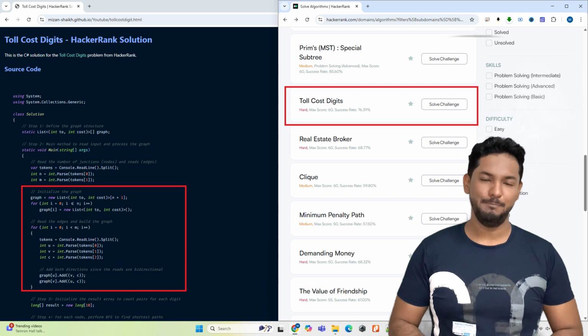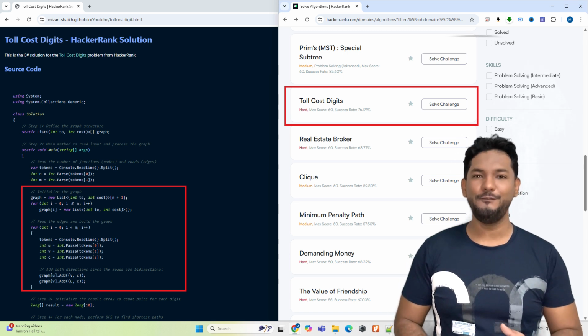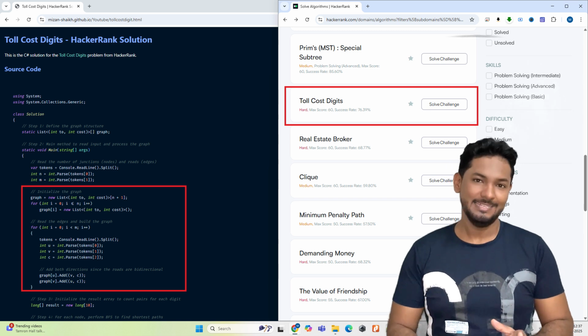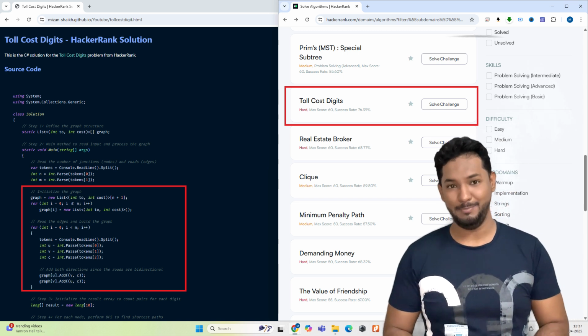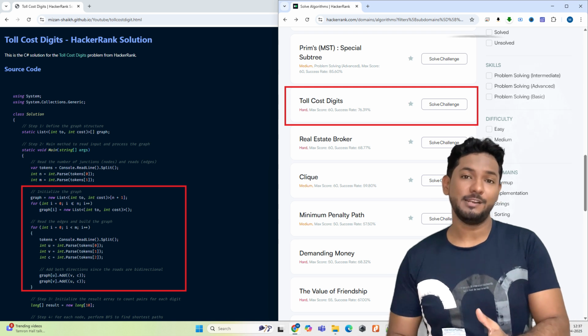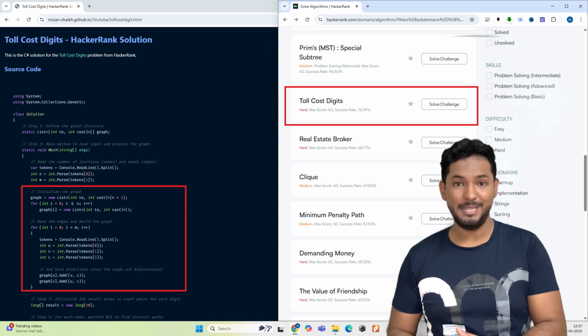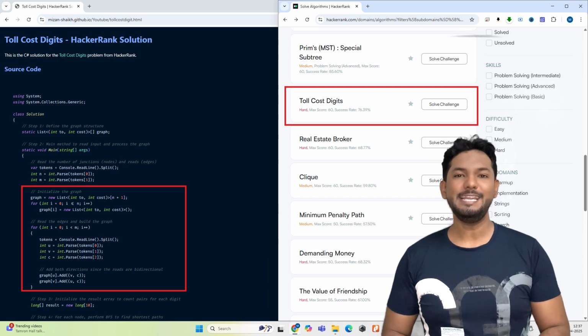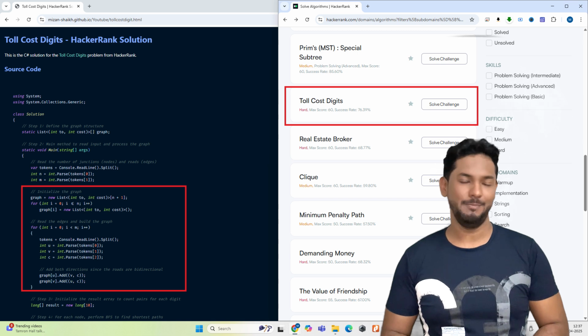Now comes the fun part, building the graph. For every road given in the input, we add an entry for both directions. Since these roads are bidirectional, this means if you can travel from junction A to junction B, you can also travel from junction B back to junction A. So we are creating a two-way connection in our graph representation.